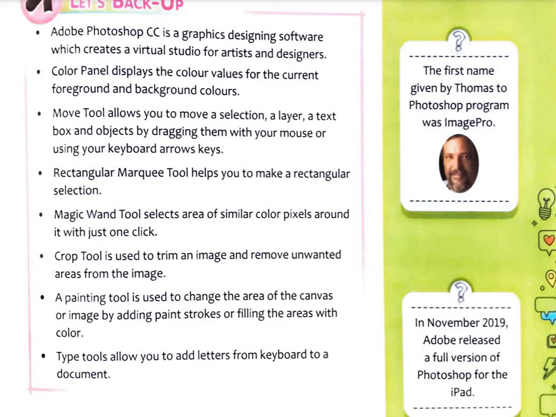Rectangular marquee tool helps you to make a rectangular selection. Magic wand tool selects areas of similar color pixels around it with just one click. Crop tool is used to trim an image and remove unwanted areas from the image. A painting tool is used to change the area of canvas or image by adding paint strokes or filling the areas with the color. Type tools allows you to add letters from the keyboard to the document.